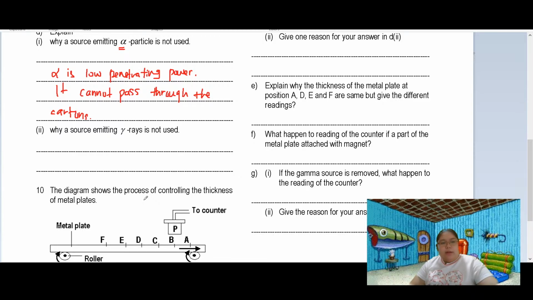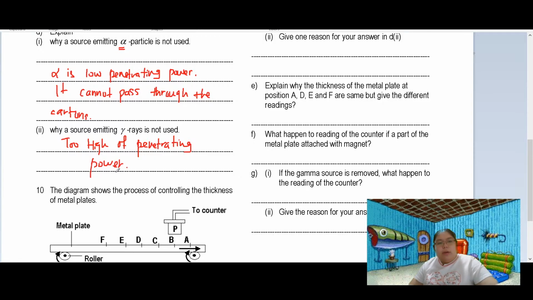Now if alpha cannot be used, why can gamma also not be used? Gamma is too high, is it? Too high of penetrating power, so also cannot use. Too high means it goes through already. How to detect?